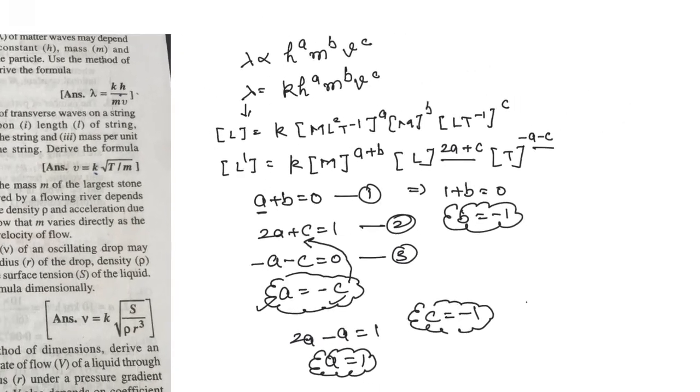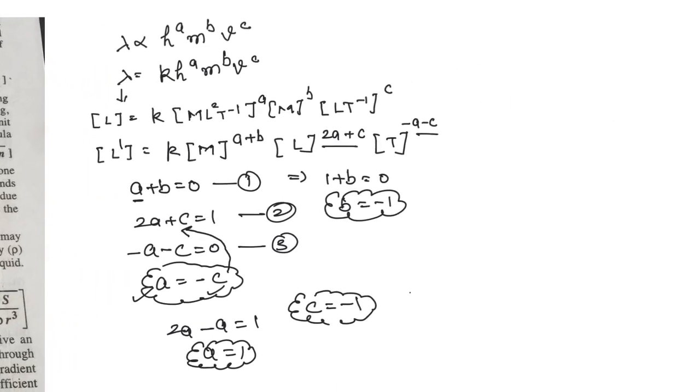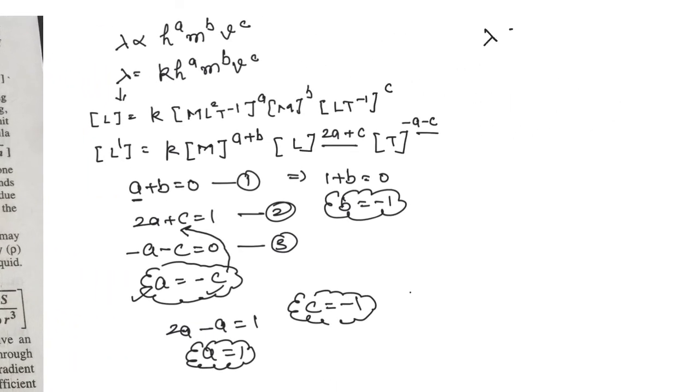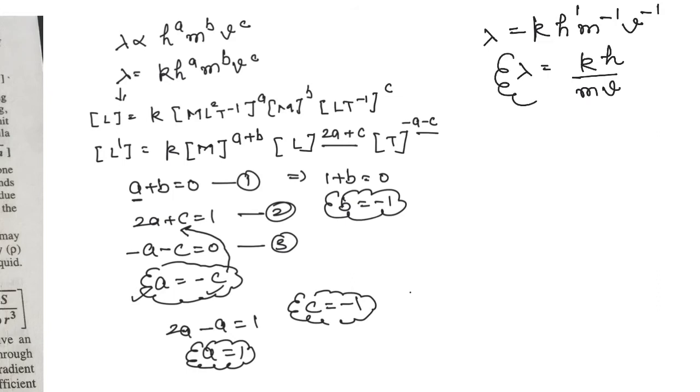Now what we will do, we will put these here. Lambda equals k, h raised to power a, that is 1, mass raised to power b, that is minus 1, and velocity raised to power c, that is minus 1. So lambda equals k h upon m into v. Okay class, this is clear.